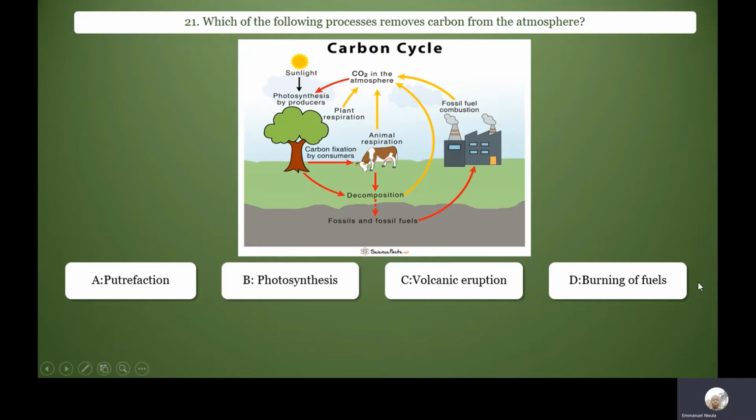Which of the following processes removes carbon from the atmosphere? The correct answer is B, photosynthesis. In the carbon cycle, you see photosynthesis absorbing carbon dioxide from the atmosphere. Of course, carbon dioxide is a raw material for photosynthesis, so it removes carbon from the atmosphere. So the correct answer is B.